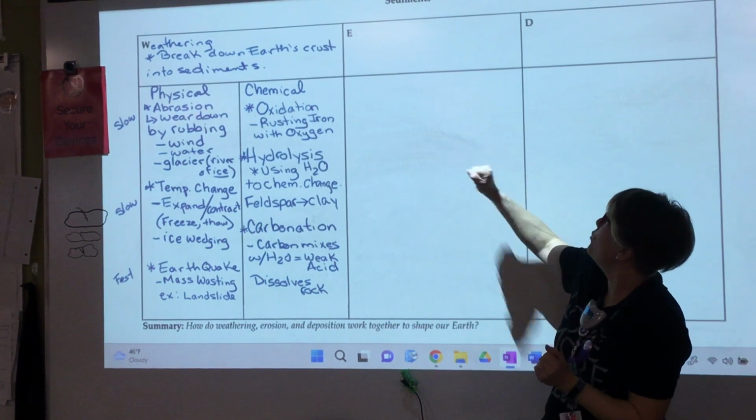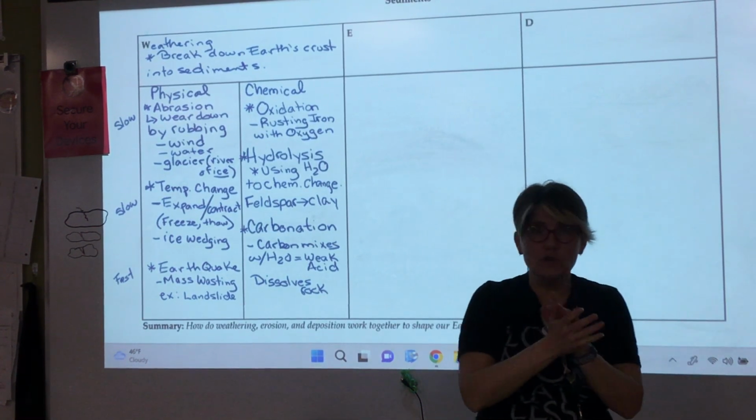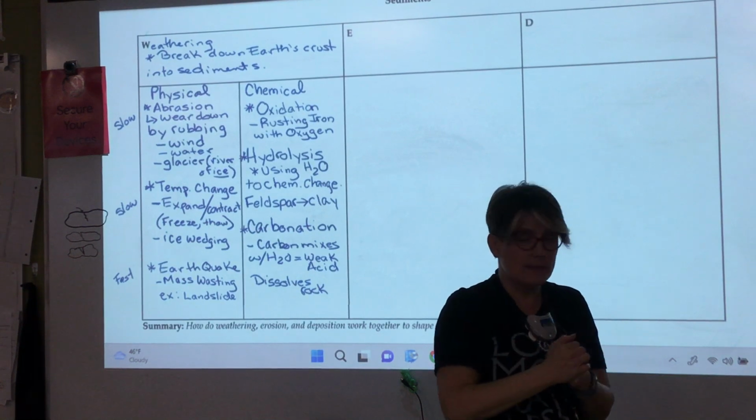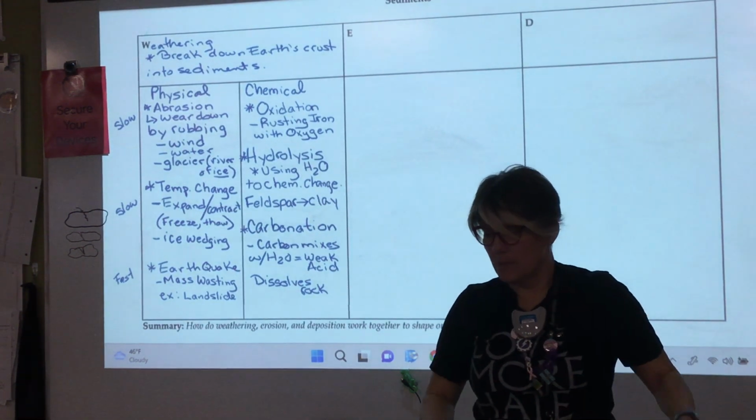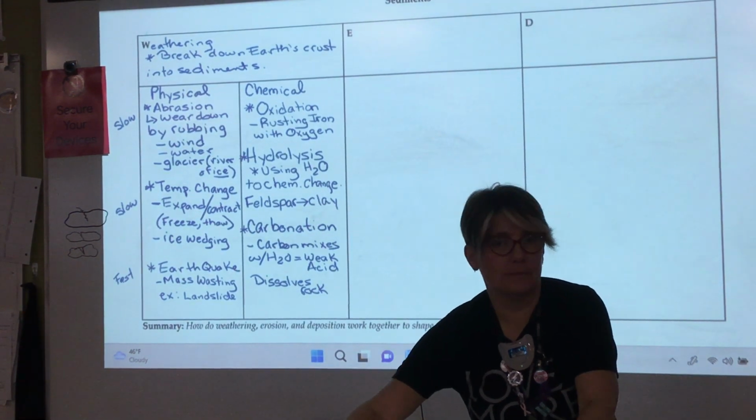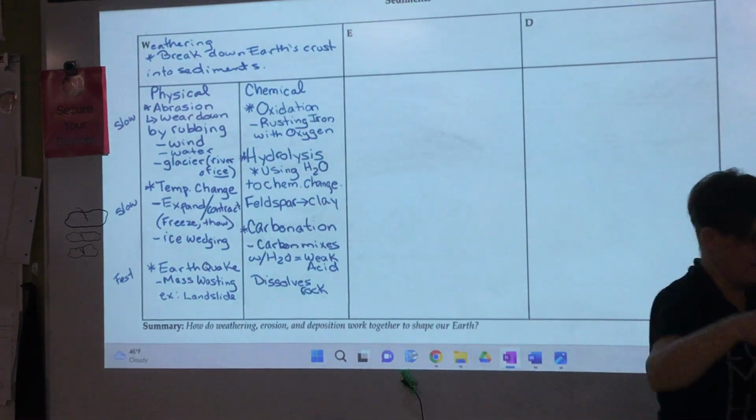Tomorrow we will go with erosion and deposition. Awesome job today, and we will check our rocks to see what has been dissolved. Michaela, would you shut the video off, please?